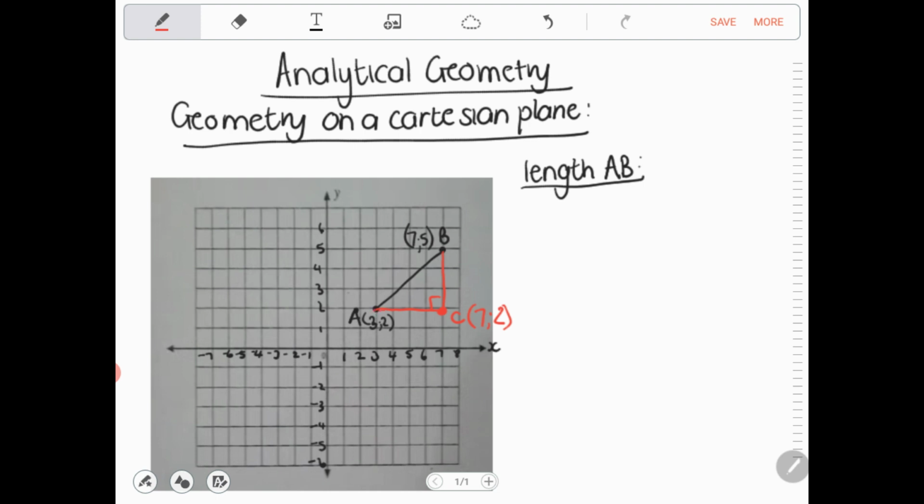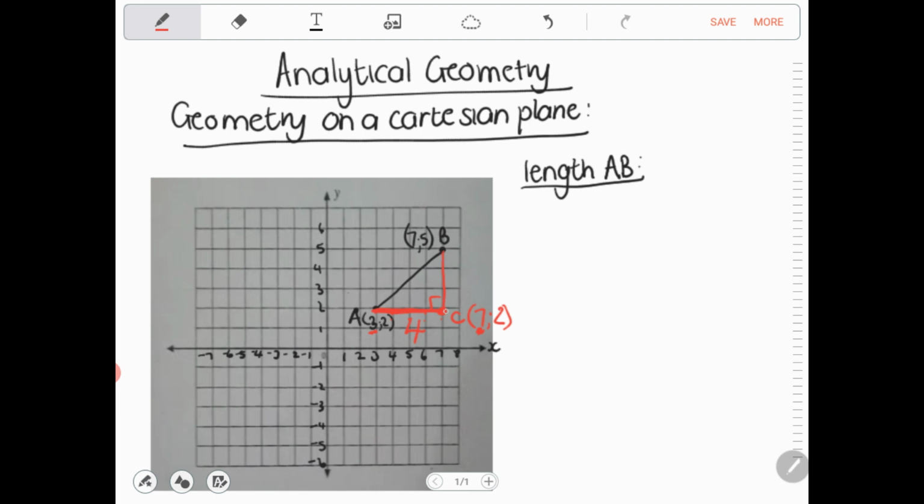So because this line here, AC, is horizontal, I can count how many blocks it is. So it would be 1, 2, 3, 4 blocks long. Another way of finding out how long AC is, instead of counting the blocks, would be to take the x value here, the 7, and subtract the 3. That would give me 4. So that would be another way of working out how long this line was. 7 minus 3. So this side is a 4.